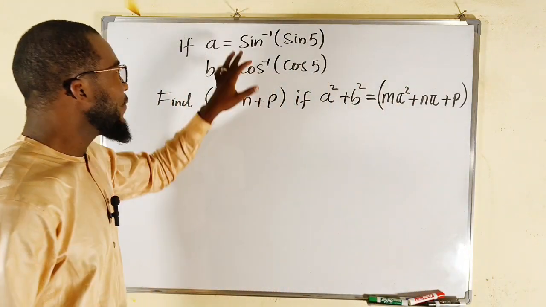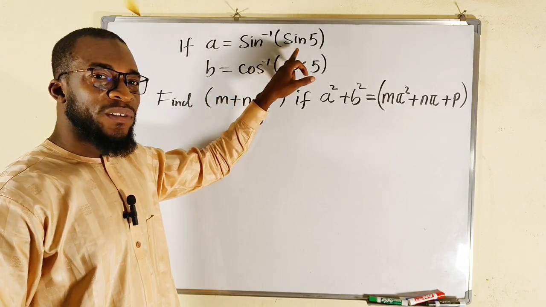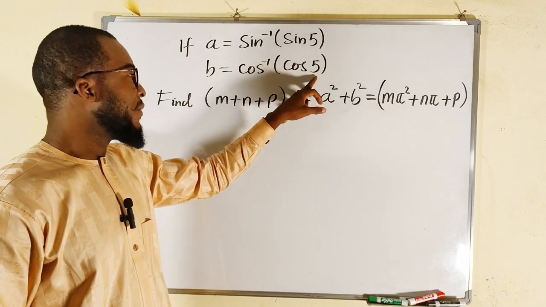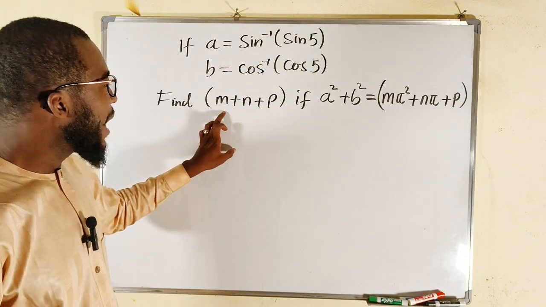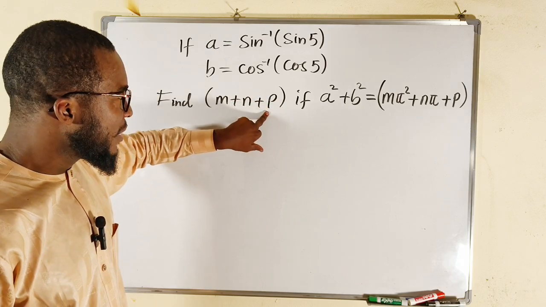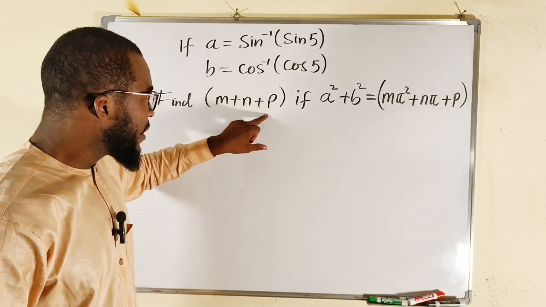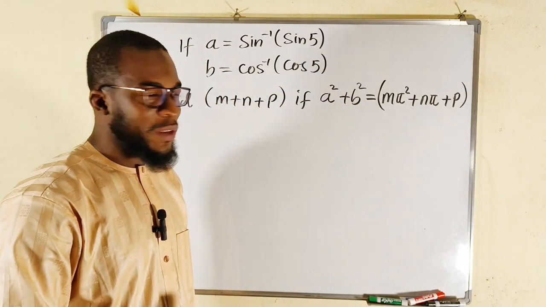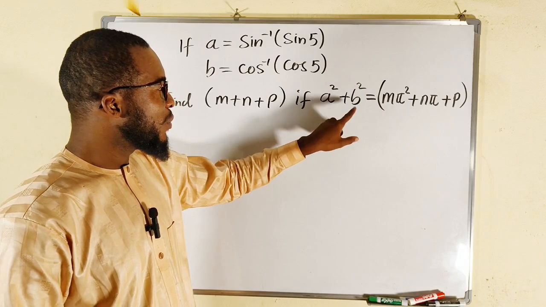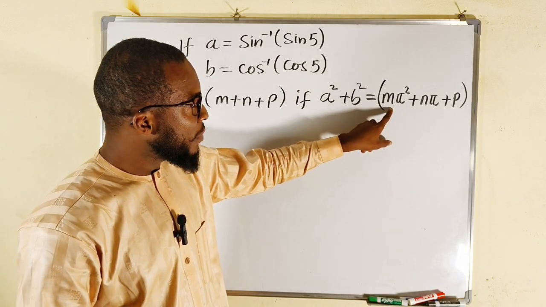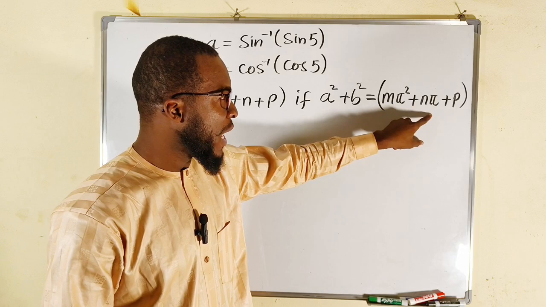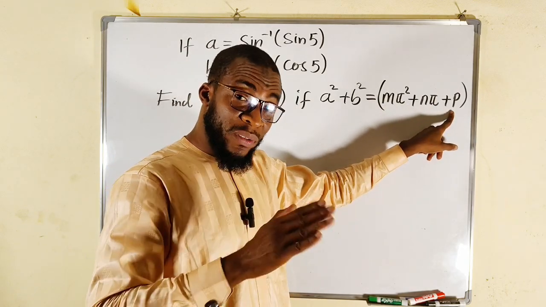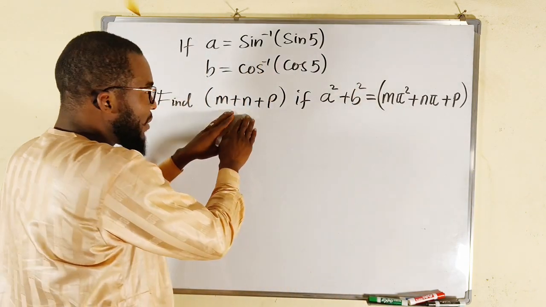We are given that if A is equal to sine inverse of sine 5 and B is equal to cos inverse of cos 5, we're asked to find the value of m plus n plus p, for which m, n, and p are all coefficients in the expansion of a squared plus b squared, because you can see them right here. A squared plus b squared is equal to m pi squared plus n pi plus p, for which m, n, and p are all constants. We need to find them before we substitute them here.